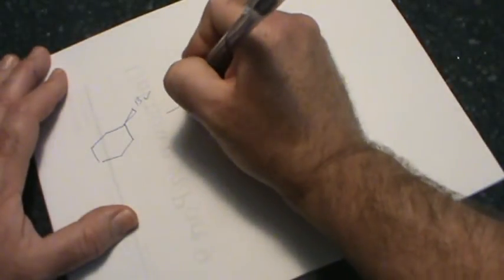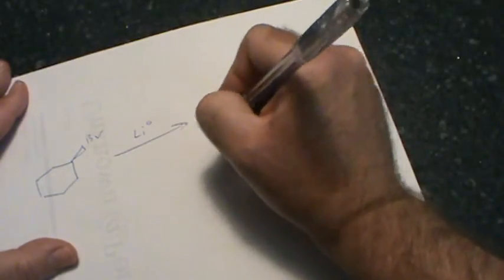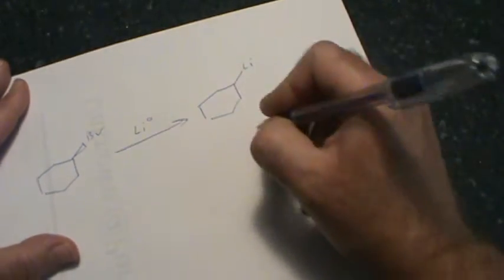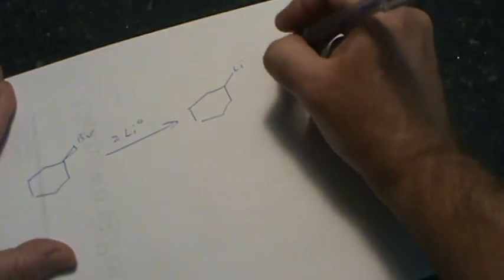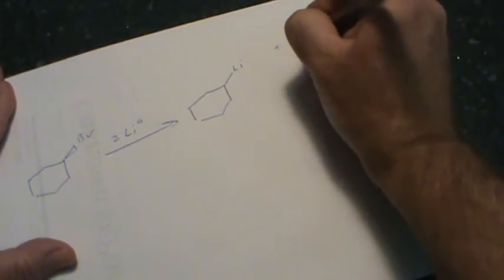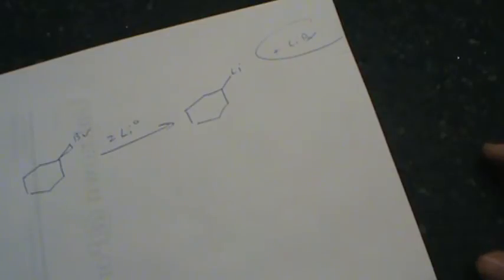However, it does turn out that if you prepare an organometallic, I'm going to make the organolithium this time. So technically I need 2 equivalents of lithium because I'm also going to produce lithium bromide, which again is a byproduct and I don't really care about it.